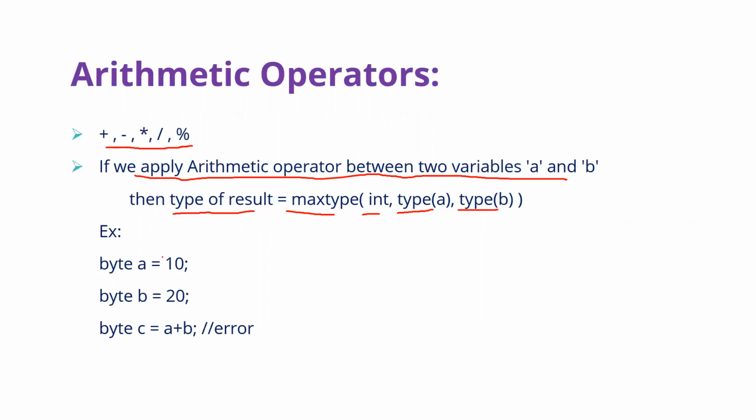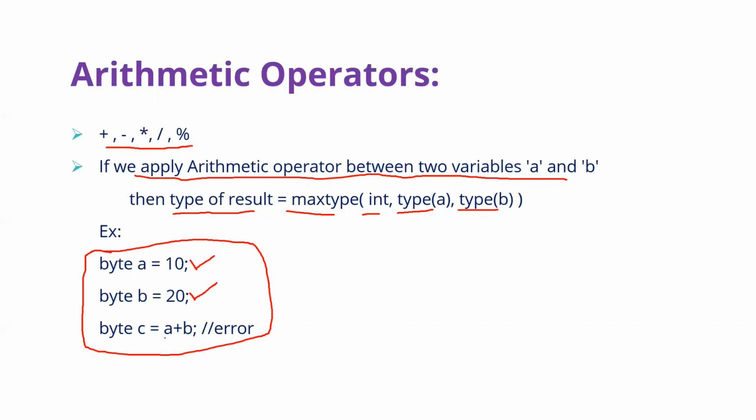Observe here, this looks to be a fine code, but this code will not compile. This is the code you need to observe. I had taken two variables. The first variable is byte a equal to 10. Yes, 10 is in the range of byte, it holds, no problem. Byte b equal to 20. 20 is also in the range.